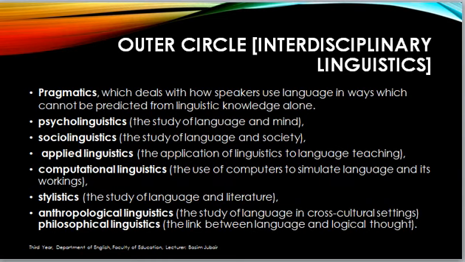Then this is the inner circle. The outer circle, where language touches other disciplines but not from the core linguistics. These are represented by pragmatics, the use of language in different contexts. So there is a use for language, but it is attached to or depends on the use of context.